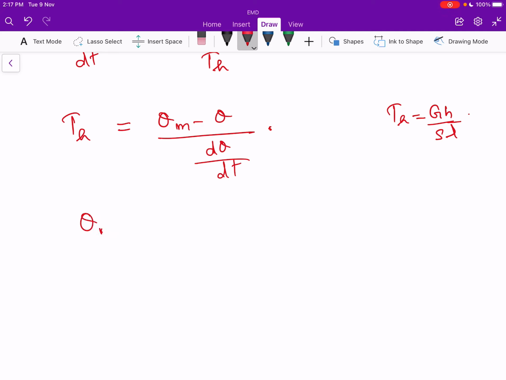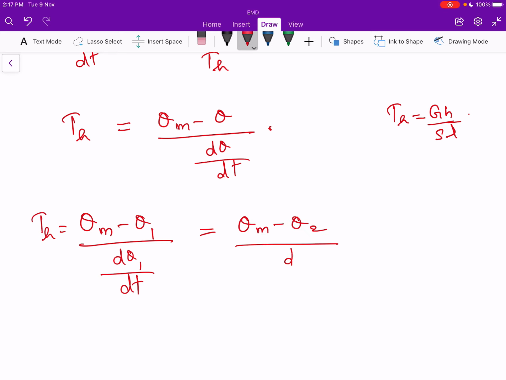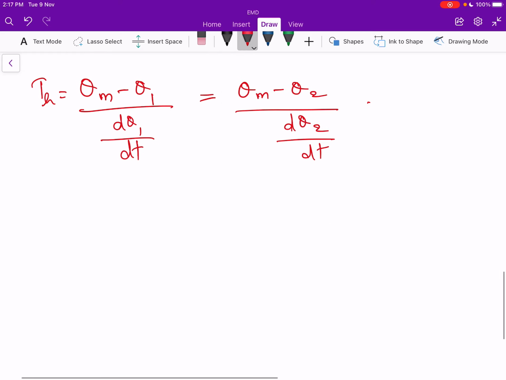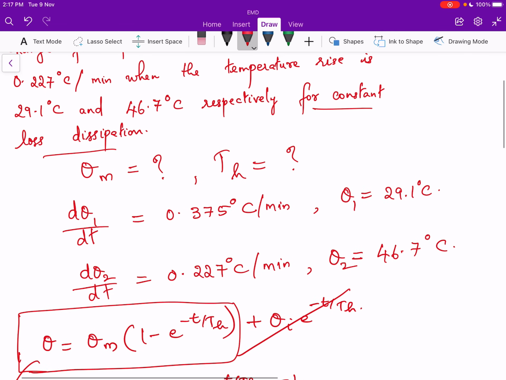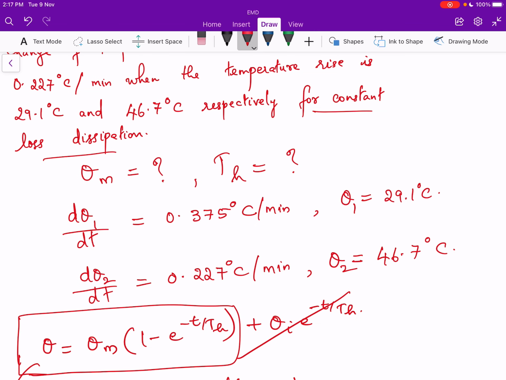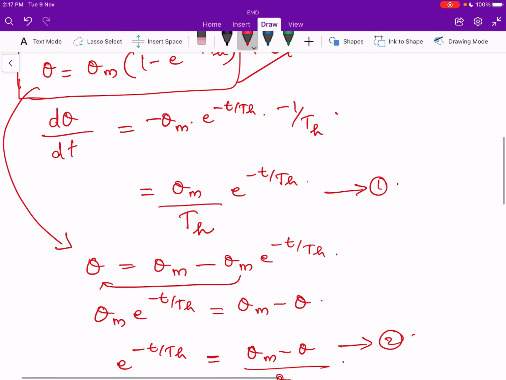So this can be written as theta m minus theta 1 divided by d theta 1 by dt, because we know the rate of change of temperature rise corresponding to a particular value of theta. That is equal to theta m minus theta 2 divided by d theta 2 by dt. And we know the value of rate of change of temperature rise for a particular theta. So that is written over here. So we can substitute these values.